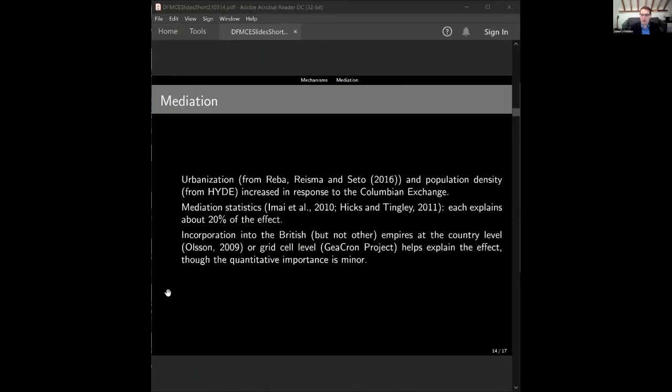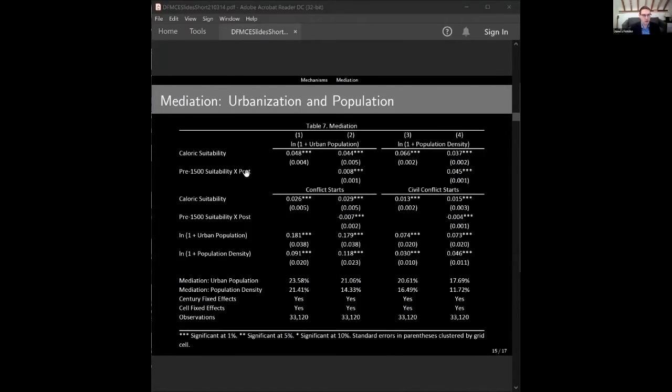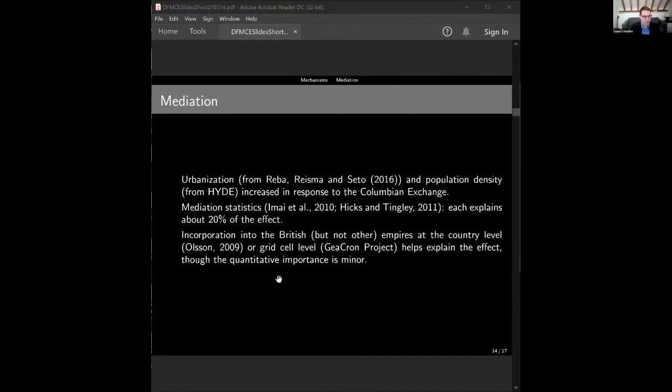In terms of mediation, I can put things like urbanization or population density on the left-hand side. Those are going to respond positively to caloric suitability. If I put them on the right-hand side, they don't fully explain away the coefficient on caloric suitability, but this falls. And it falls by a percentage that looks as though each one on its own explains perhaps 15 to 20% of the impact of the Columbian exchange.